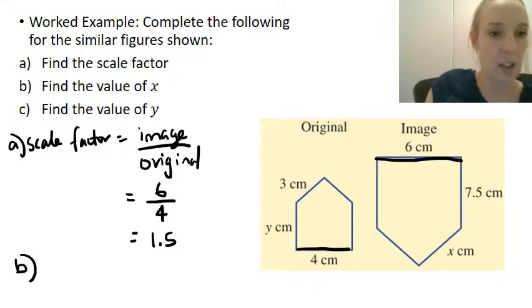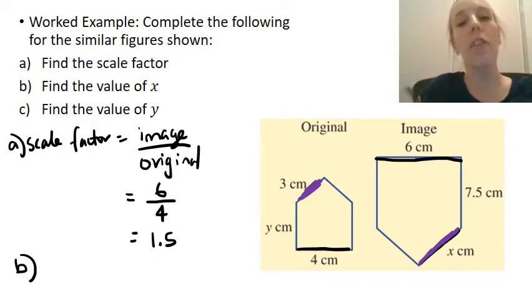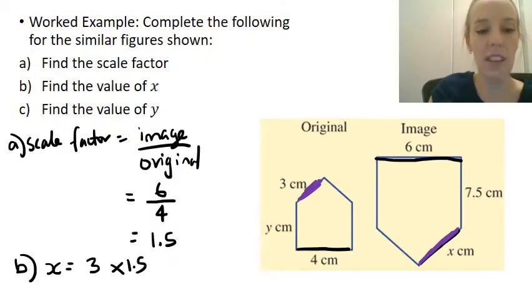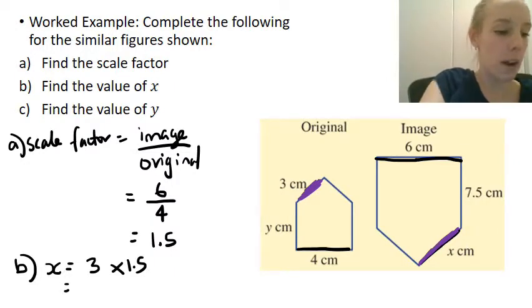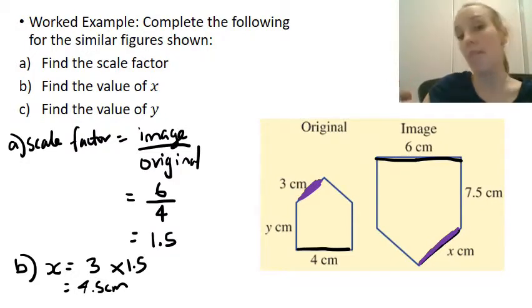From there, we can do B. So find the value of X. So X is this side. I'm actually going to change to a purple pen so it shows up a bit more. So X is this side on our image, which actually corresponds to this side on our original. So we know that our image is 1.5 times bigger than our original. To find X, we're going to have to multiply. So X equals 3 centimeters on the original times by 1.5, because it corresponds to that side there, but it's 1.5 times bigger. So you're just going to do 3 times 1.5, and you'll get 4.5 centimeters. So X is 4.5 centimeters.